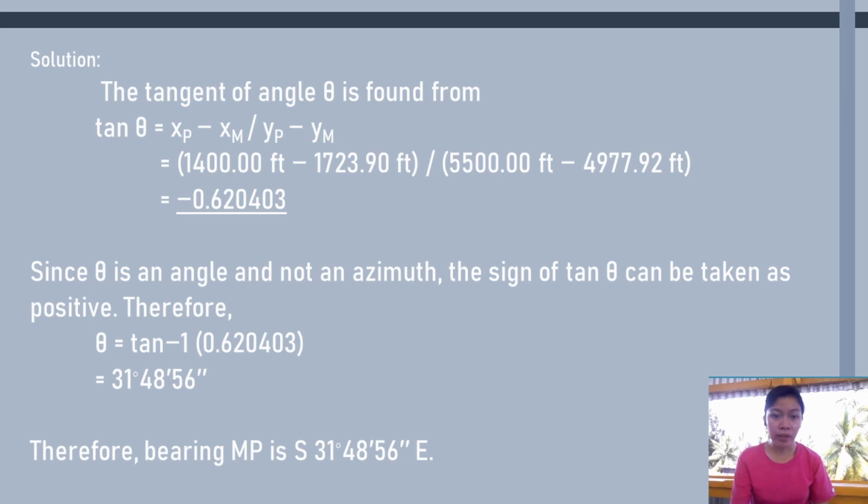Next, we find the tangent of the angle, where the formula is the x-coordinate of point P minus the x-coordinate of point M, divided by the y-coordinate of point P minus the y-coordinate of point M. So it is equal to 1,400 feet minus 1,723.90 feet divided by 5,500 feet minus 4,977.98 feet.